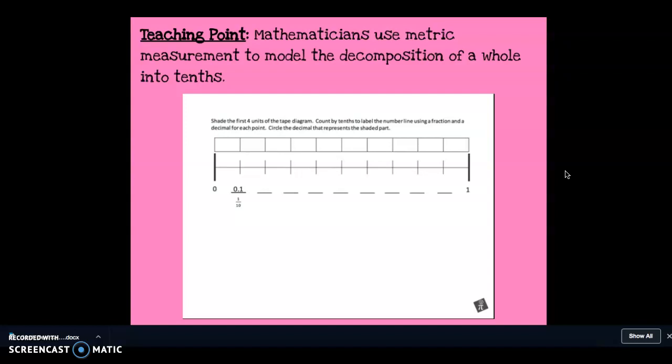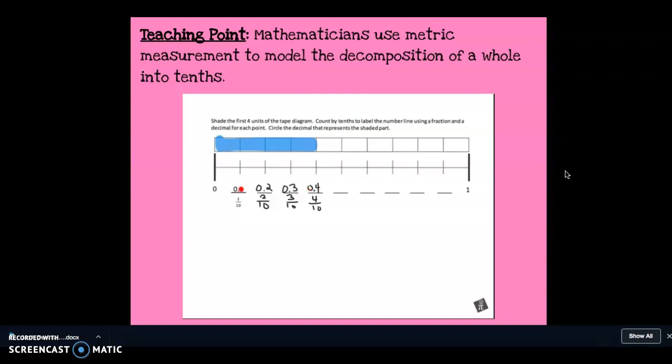And so the first thing the directions say is shade in the first 4 units of the tape diagram. So we will do that. We will shade in the first 4. So there is our shade. So we've shaded in the first 4. And now we're going to count to label. So we know that this is 0.2, and this is 0.3, and this is 0.4. And then, so what are our fractions going to look like? Well, it's 1/10, and then it's going to be 2/10, and then 3/10, and then 4/10.